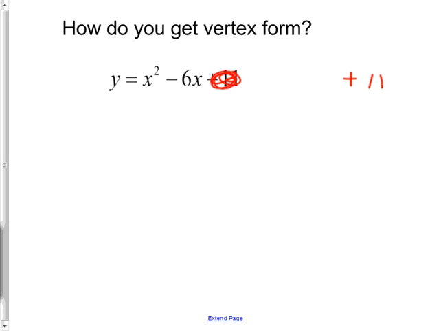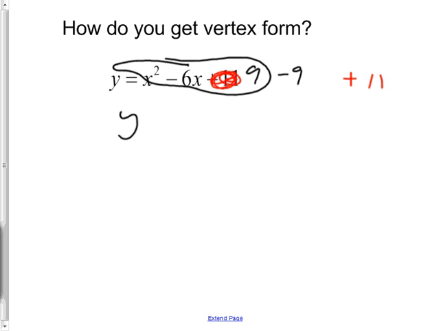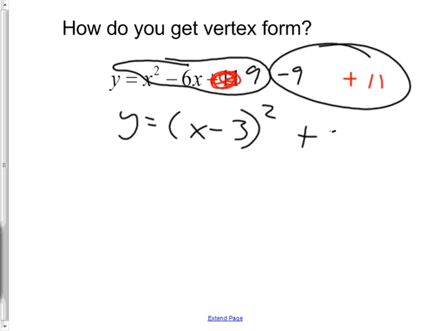Okay, so this is half and square. Half of 6 is 3. Actually, it's negative 3, but it's going to get squared anyway. Makes it positive 9, and then negative 9 is there to counteract it. This part gets factored. Y equals x minus 3 squared. That part gets added, plus 2. Your answer is that for vertex form. Raise your hand if you had that right.